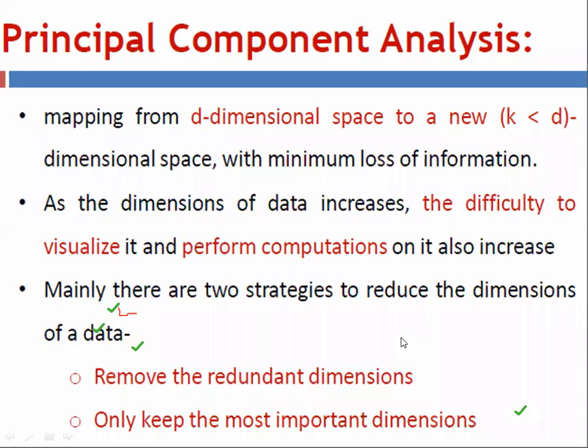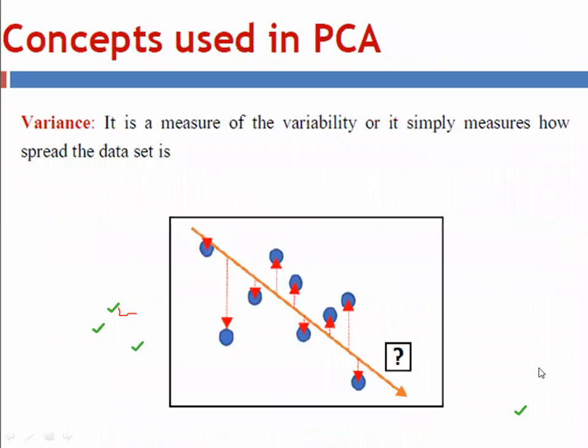As the dimensions of the data increase, it is difficult to visualize it, and the computations on it also increase. So when we consider more and more dimensions, visualization is difficult and computations are increased. Mainly there are 2 strategies to reduce the dimensions. The first is to remove redundant dimensions, and the second is to keep only the most important dimensions.